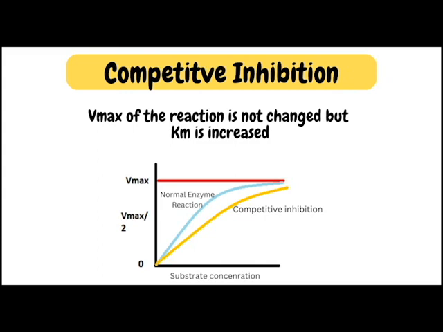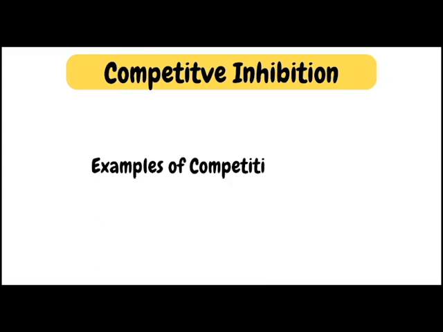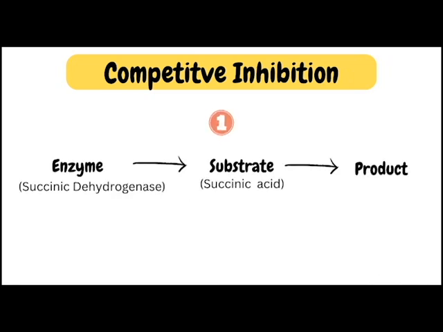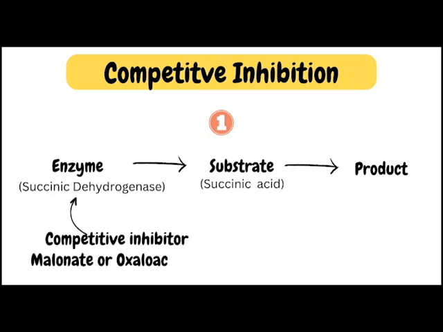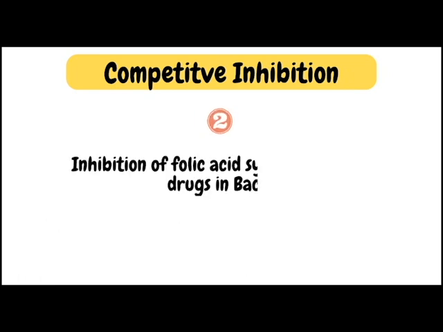Some examples of competitive inhibition are: the enzyme succinic dehydrogenase binds with the substrate succinic acid and forms product, but its activity is reduced with the help of the competitive inhibitor molecule malonate or oxaloacetate. And another example is the inhibition of folic acid synthesis by sulfa drugs in bacteria.